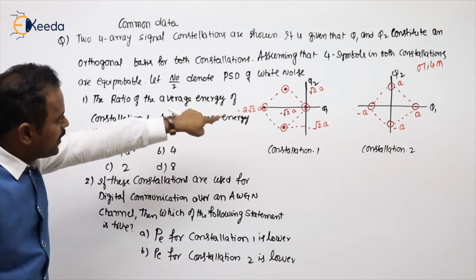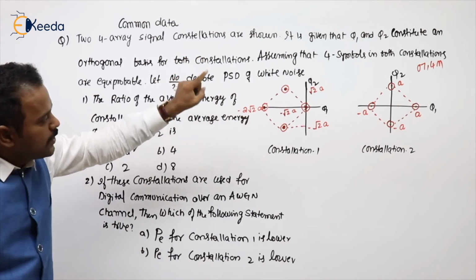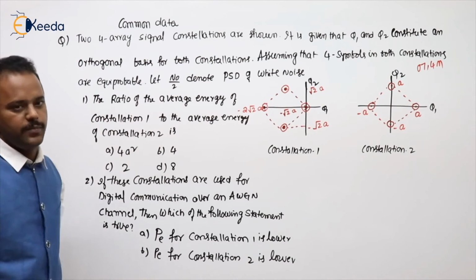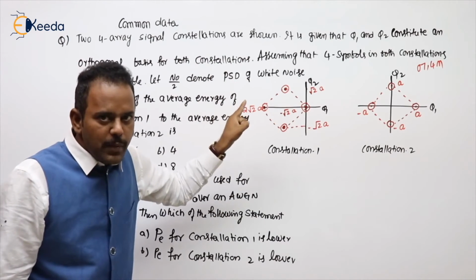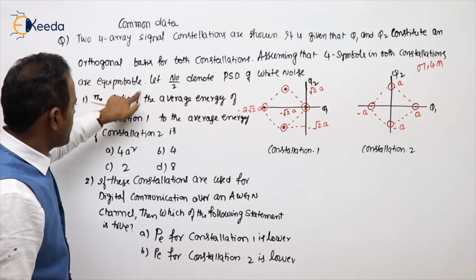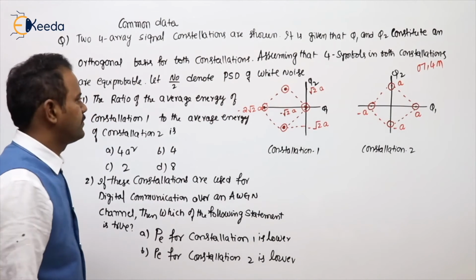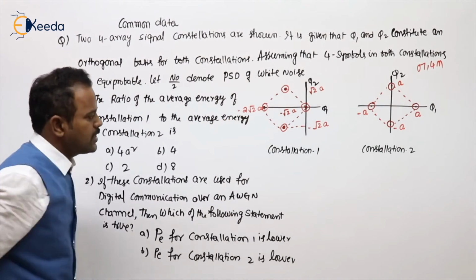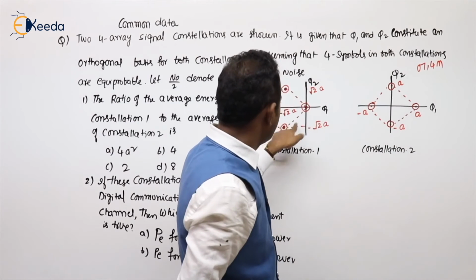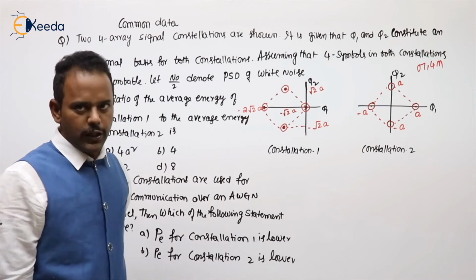Now let's see the question. 2, 4 array signal constellations are shown. It is given that phi 1 and phi 2 constitute an orthogonal basis for both constellations. Assuming that 4 symbols in both constellations are equiprobable, let N naught by 2 denote the power spectral density of white noise. They have given both constellations. These are the signaling points, and their distances from origin are mentioned. Phi 1, phi 2 will be the orthogonal functions.